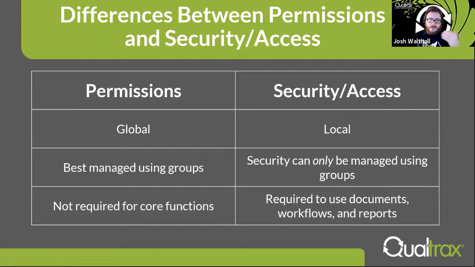I've got a chart here. I'm going to go through each of these differences. And the first one is that permissions are global and security and access are local. So what I mean here is that permissions grant power and abilities across the entire system, whereas security is local to folders, documents, and reports. Access is local to workflow definitions and workflow instances. So those security and access settings only apply to those places in the system.